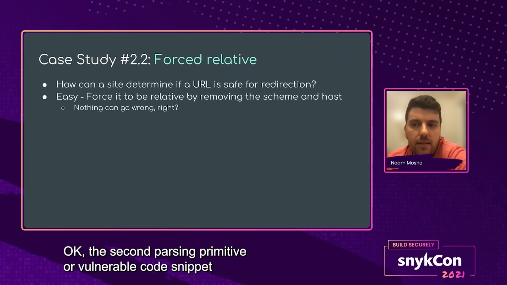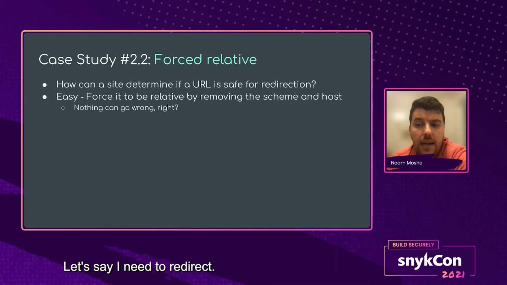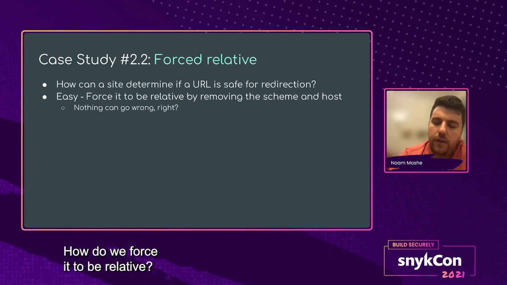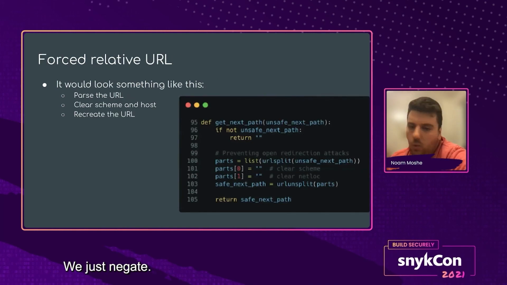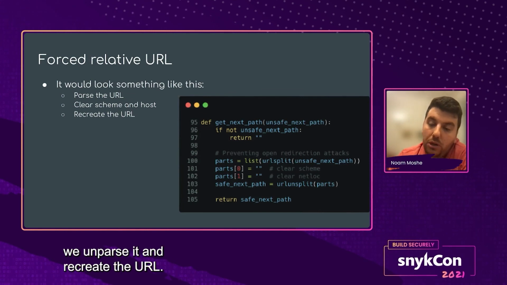Okay, the second parsing primitive or vulnerable code snippet that we found is the forced relative. Let's say I need to redirect. How can I make sure the URL is safe? That's easy. Let's just force it to be relative. How do we force it to be relative? Like this. We parse the URL, we drop the scheme and netloc, and then we unparse it and recreate the URL.